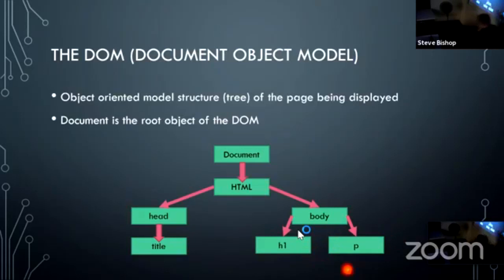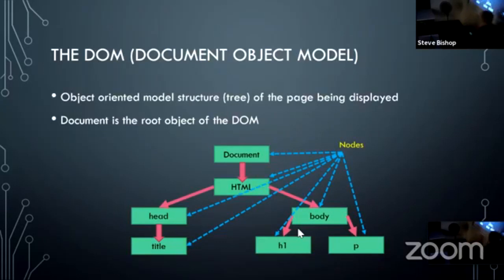So inside my body elements, this is basically walking up and down the DOM. This is what we call walking up and down the DOM. We're walking down the DOM by going from the document to the HTML to the body to the lower tags. We can walk up the DOM by going from P to body to HTML to document. Each one of these places is called a node. It's a node of the DOM.